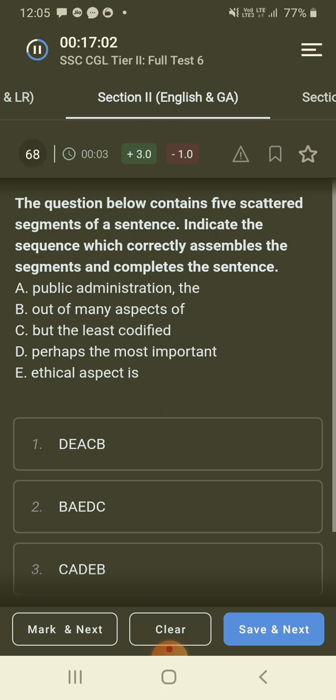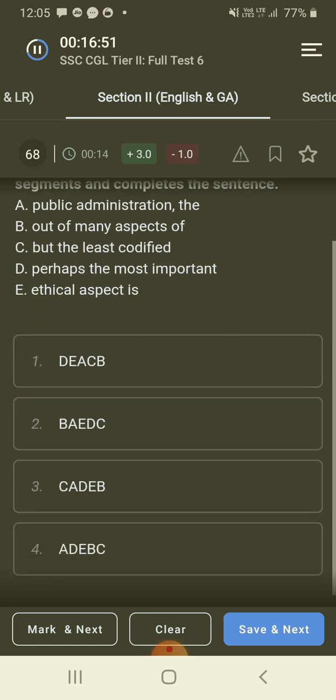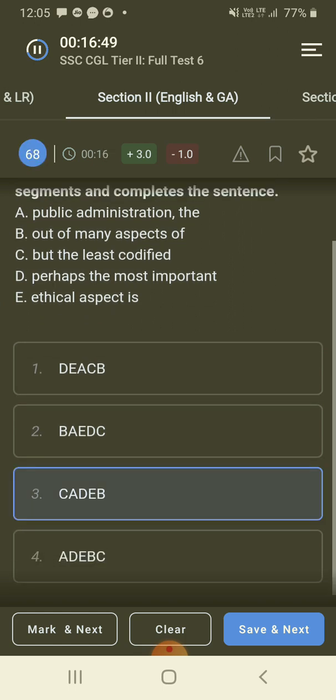Complete the sentence. Out of many aspects of public administration, the ethical aspect is perhaps the most important but the least codified.